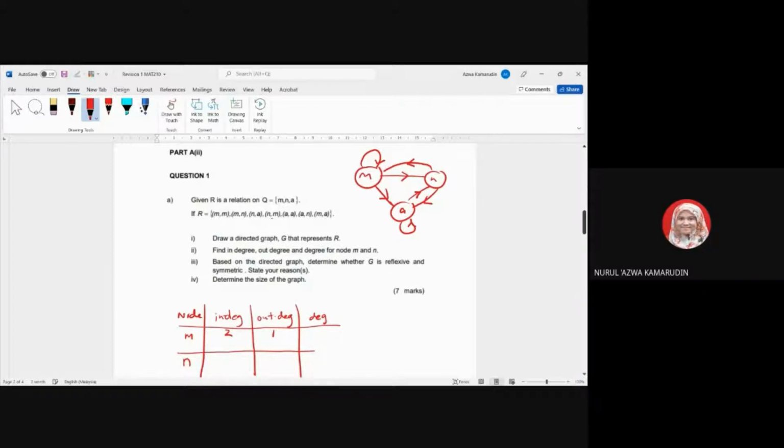Tapi usually untuk saya hasilkan yang looping saya ada 1 in 1 out. Jadi kita totalkan semua 2, 3, 2, 3, 4, 5. So total ada 5. Di N pula kat sini ada 2 in, 2 out. 2 in and 2 out. Okay, so 4. So this is the degree for both M and N.